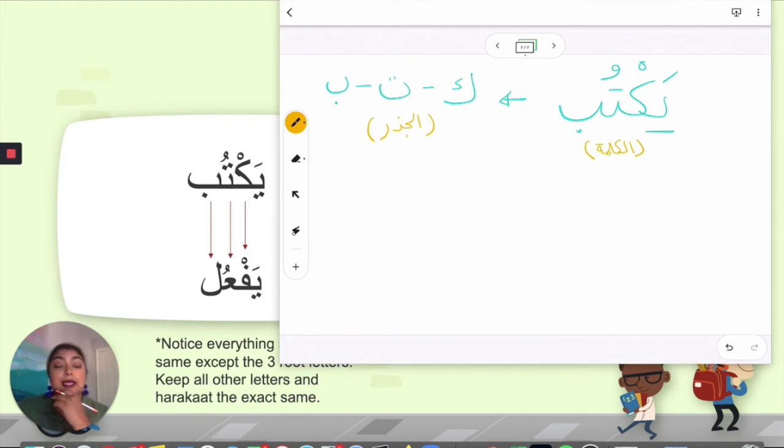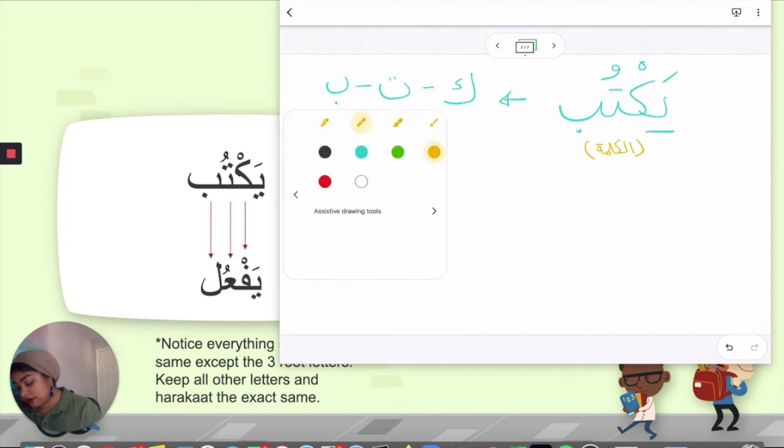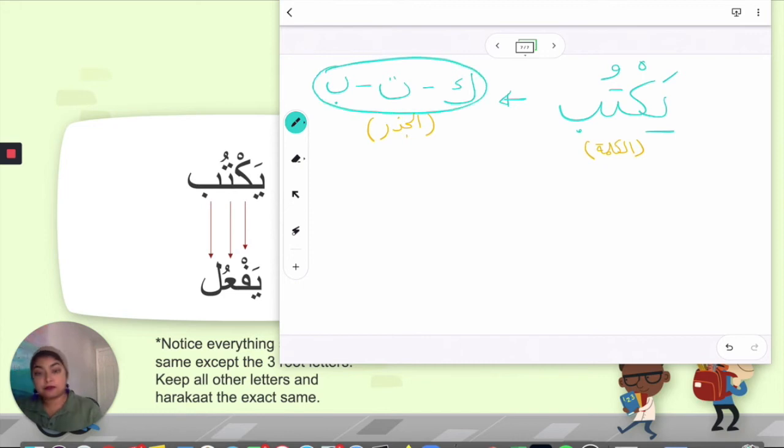Now I want to ask you, what pattern does this word yaktub follow? And the pattern that it follows, all we do to figure out the pattern is we rewrite the word yaktub, but we replace the kaf with a fa, because that represents the first root letter. We replace the ta with an ain, because that represents the second root letter. And the ba with a lam, because that represents the third root letter. This is just so that you can have a basic structure to figure out what all the patterns are.